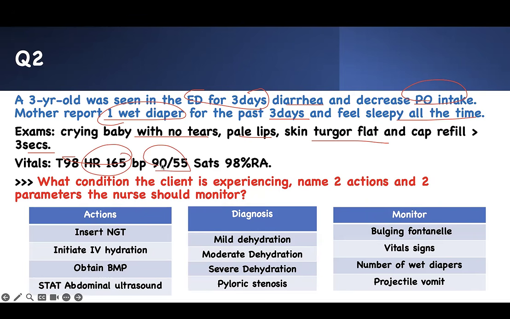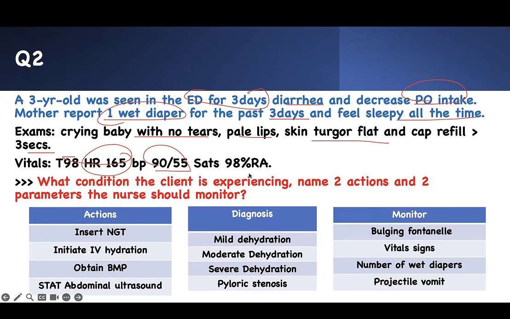As you can see, what condition is the client experiencing? Name 2 actions, name 2 parameters the nurse should monitor. In a Bowtie question, always make a diagnosis before you figure out what to do with them. Don't pick an answer for action before you pick an answer for diagnosis and monitoring. Therefore, let's look at the answers.